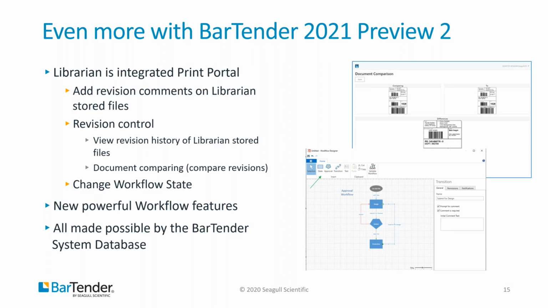And in Librarian, there are much more powerful workflow tools, as you'll see. When you send email, you can configure it so you can have email sent out to a certain person or group to approve changes, build in decision points into your workflows, and more. And all of this really is made possible by the BarTender System Database.